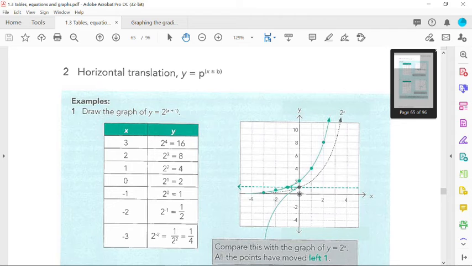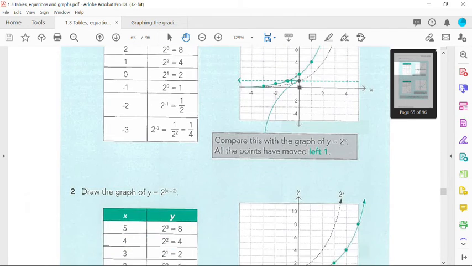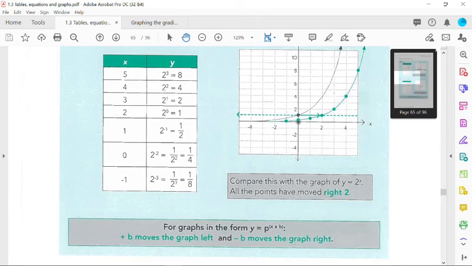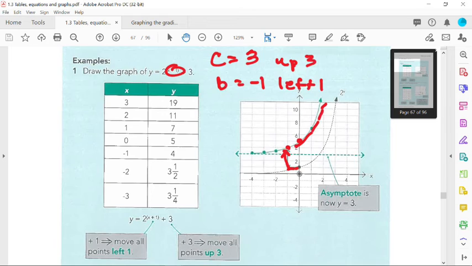Let's see what they've done here. Compare this with the graph of... So since your C was 3, it went up 3. Since your B is -1, negative because you pulled it away from the x, which changes its sign, that's left 1. So you'll see that they went from the parent graph. If you just know the parent graph, it makes your life so much easier. It means it went left 1 and up 3, so that puts that known point there.